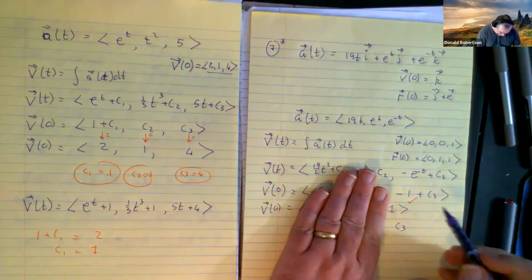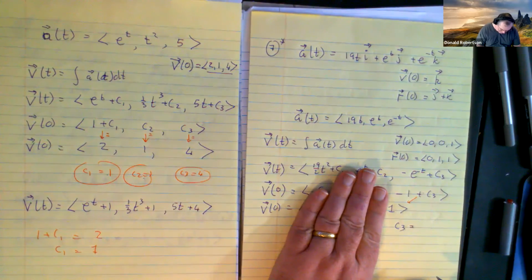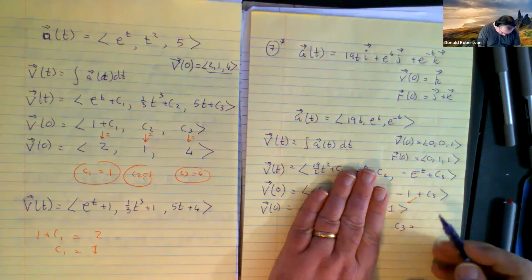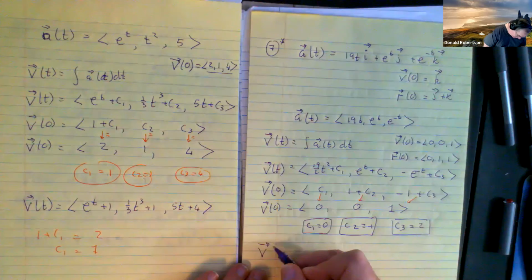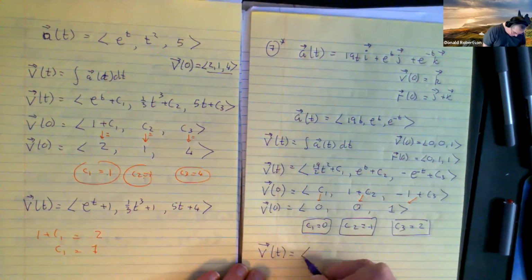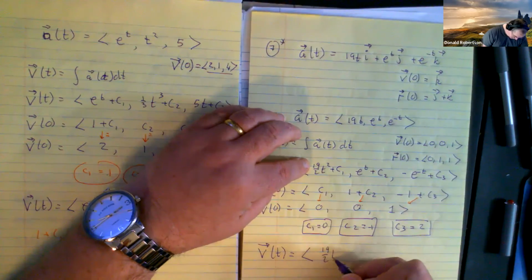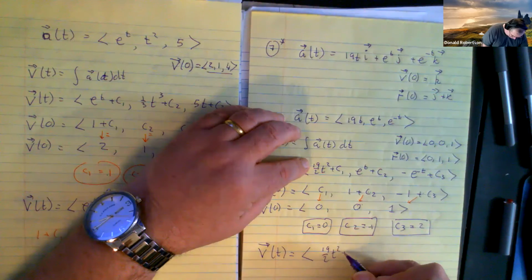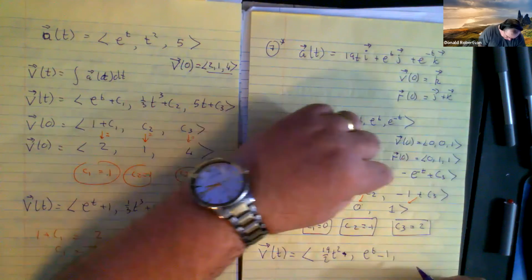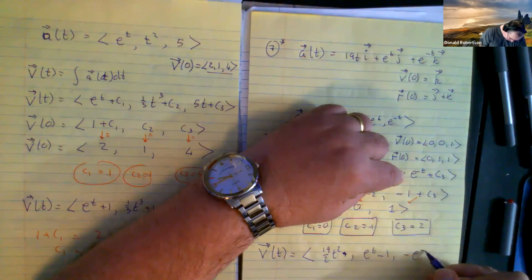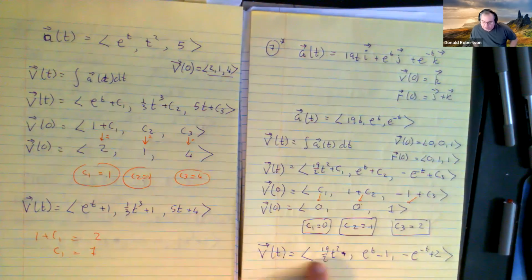And lastly, if you match this one with that one, what will the value of C3 end up being? And if you put this package together, then the velocity vector is this guy plus nothing. So that's 19 halves t squared plus C1, which is 0. The middle one is e to the t minus 1. And the end one is negative e to the negative t plus 2. And there is our velocity vector.